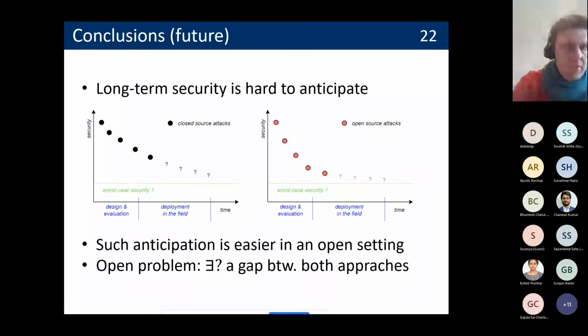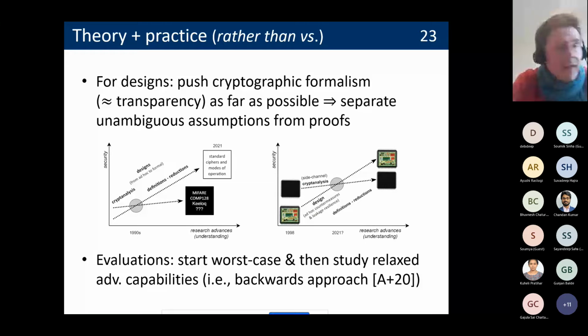And as a concluding slide, I would like to add this one, saying all this is much more showing that there's a good connection, or there should be a connection between theory and practice, rather than seeing an opposition between both. And that's true both if you think in terms of designer and if you think in terms of evaluator. As a designer, I would say we should always try to push cryptographic formalism, which essentially means transparency and definitions and sound tools as far as possible.